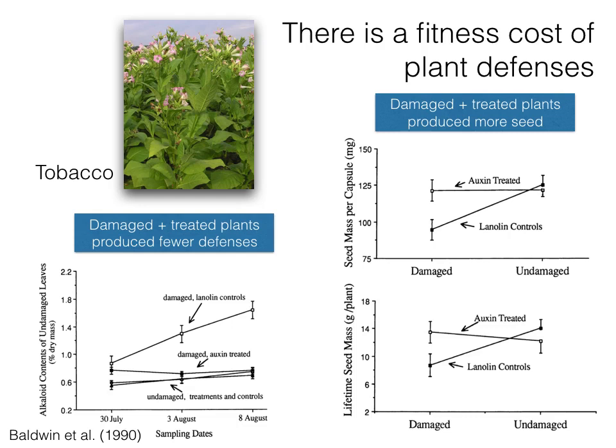Okay, so if you look at these graphs closely, what you'll see is that the damaged plants treated with auxin produced more seed, and they had a greater lifetime seed production. So the auxin-treated plants, which were the plants that had reduced production of defenses, actually produced more seed. And the conclusion of the researchers in this case was that when plants didn't produce these defense compounds, they had more energy to put into reproduction. So this indicated that indeed there was a fitness cost to the production of these defenses.